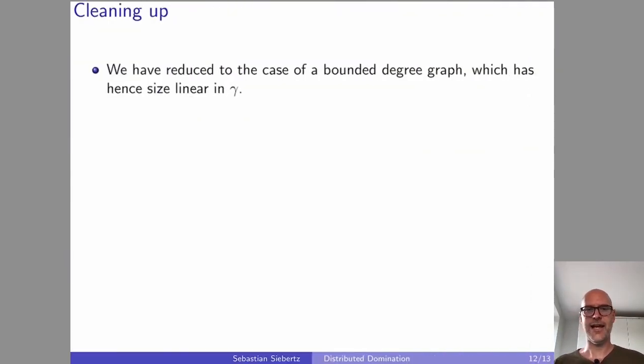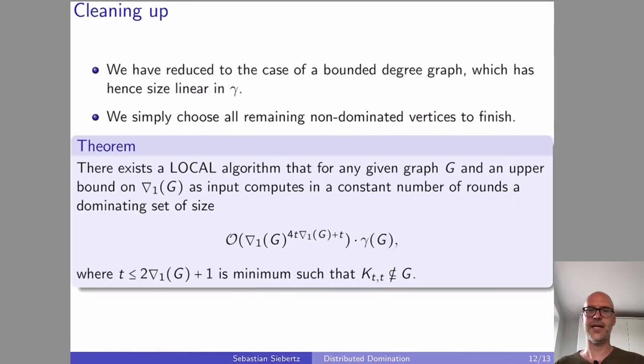What we are finally left with is a graph with bounded degree. In particular, this must have a size linear in gamma. Yeah? In particular, the vertices of gamma that remain dominate only a bounded number of vertices. So the size of the remaining graph is linear in gamma. We can pick all the remaining non-dominated vertices and finish.